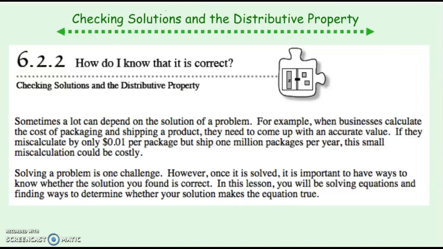First, the opening is 6.2.2, How do I know that it is correct? Checking solutions in the distributive property. Sometimes a lot can depend on a solution of the problem.